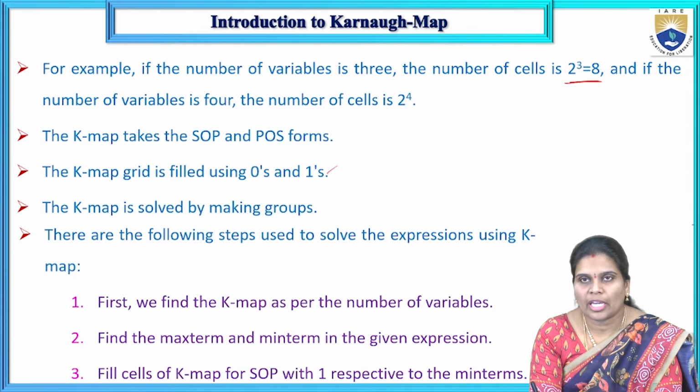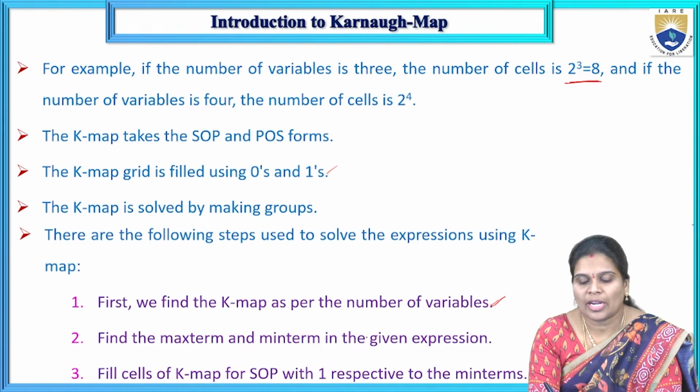First, we find the K map as per the number of variables. Next one, find the max term and min term in the given expression. So in this one, first we find the K map as per the number of variables. That means if the number of variables n equals 2, 2 power 2 equals 4 cells. n equals 3, 2 power 3 equals 8, like this. So first we find the K map as per the number of variables.